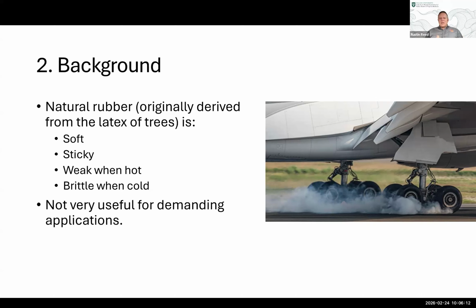The problem with natural rubber, however, is that it is soft and sticky. When it heats up, it becomes weak, and when it's cold, it becomes brittle. If you think about what we use rubber for, those are not great characteristics for a material we want to put on airplane tires. When an airplane is heavy and coming in at high speeds, when you land, I'm sure you've watched the planes come in while you wait at the airport, you see that puff of smoke.